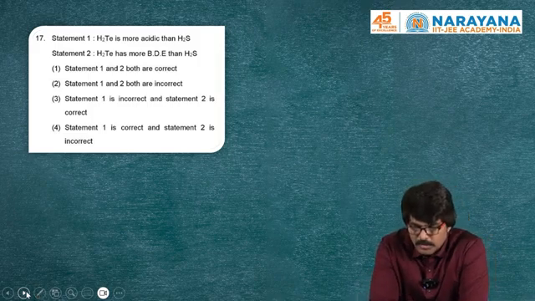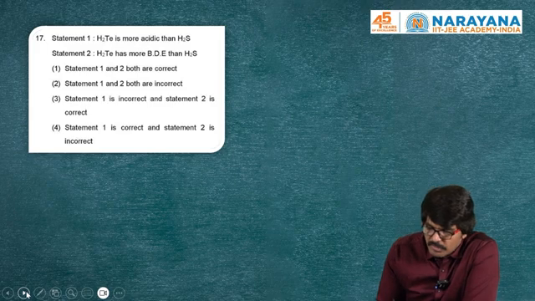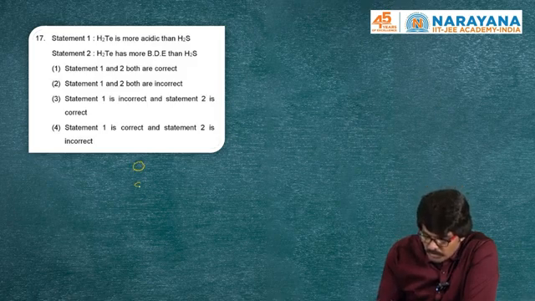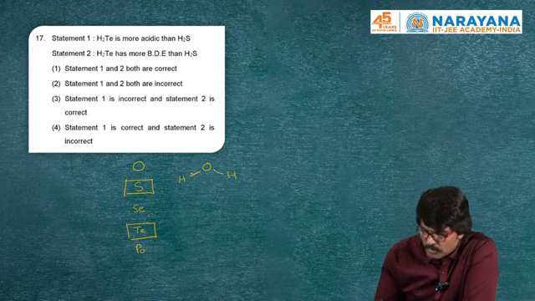And the next question, hydrogen telluride is more acidic than H2S. So sulfur and tellurium, they belong to the 16th group. So that is oxygen, sulfur, selenium, tellurium, and polonium. He gave hydrides of 2 elements, one is sulfur, another one is tellurium. So in this we have S-H bonds, sulfur and hydrogen. And here we have tellurium and hydrogen bonds.